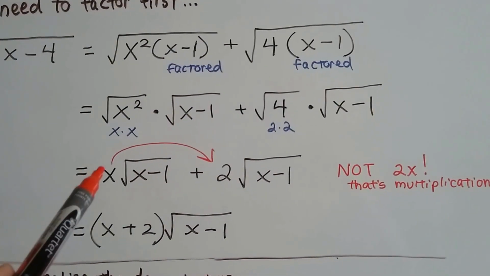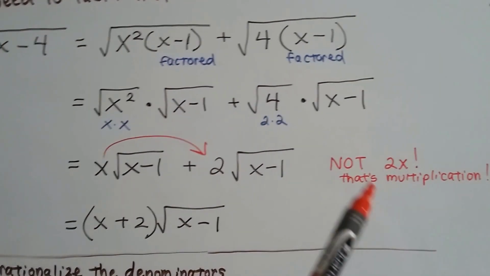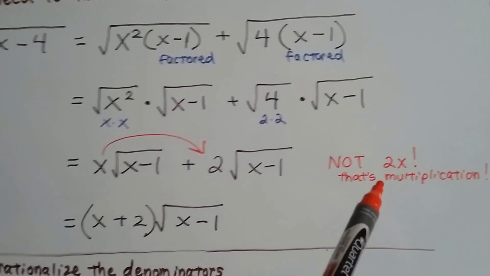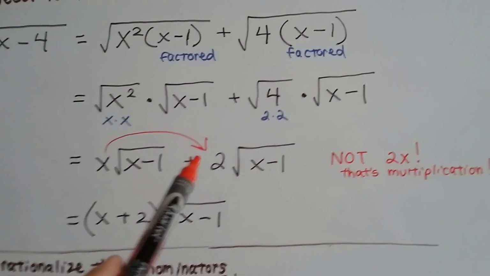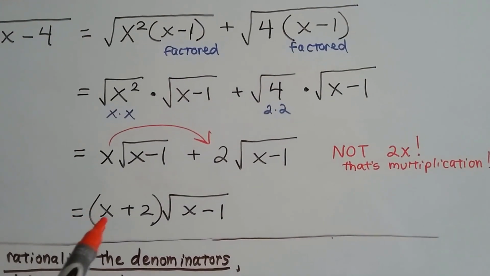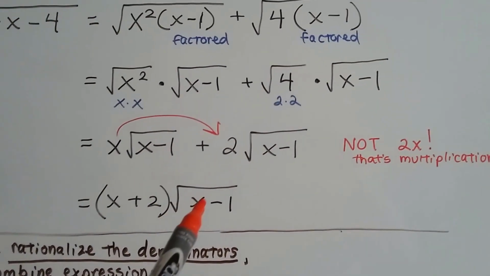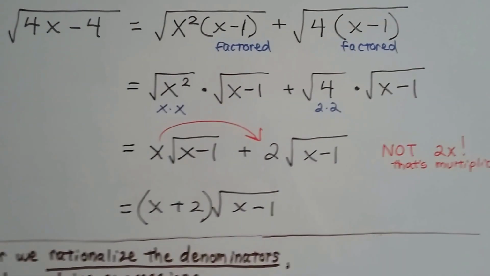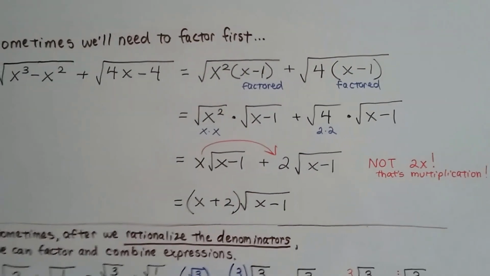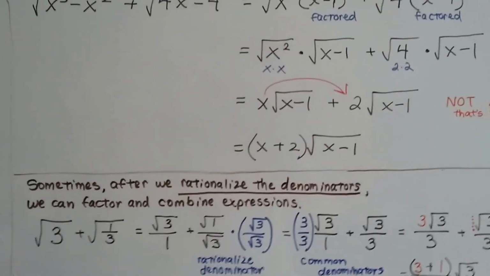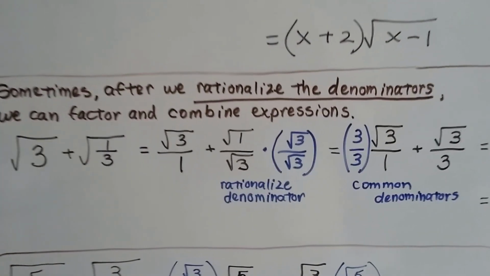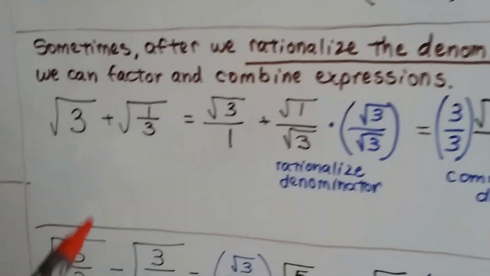Now we can add them, and we get x plus 2. Now, it's not 2x, because that means multiplication, doesn't it, when they're next to each other? And that's not what this is. This is addition. So it's going to stay as x plus 2 square root of x minus 1. See? So we factored first, all right? Sometimes after we rationalize the denominators, we can factor and combine expressions.